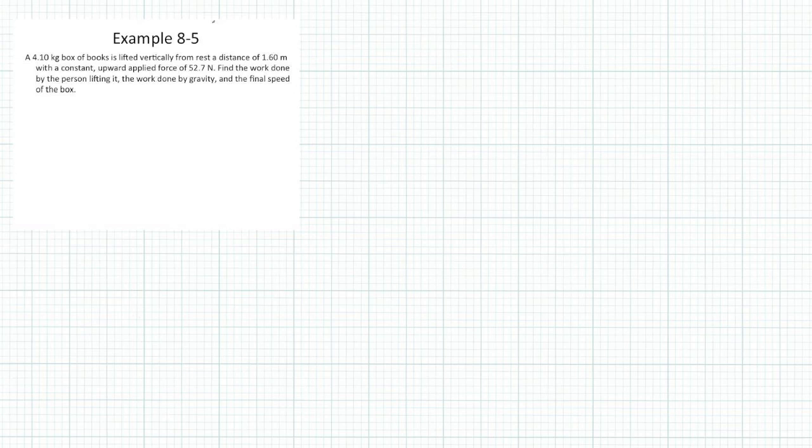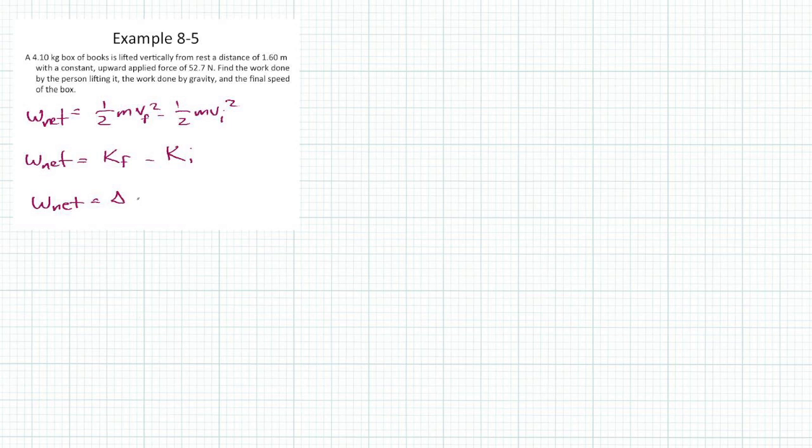So here's example 8.5, and we're going to apply the work-kinetic energy theorem that we just derived a few minutes ago. That is the idea that the net work is 1/2 m v final squared minus 1/2 m v initial squared, which is really final kinetic energy minus initial kinetic energy, which really means it's simply the change in kinetic energy. That's how much work is done as this object changes its kinetic energy states.